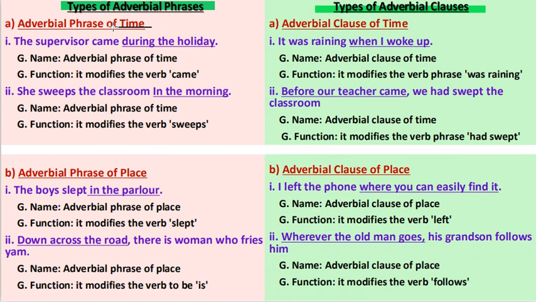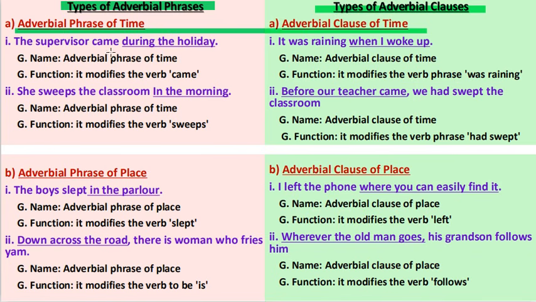And if you look at clause, we have adverbial clause of time. These two adverbials, adverbial phrase of time and adverbial clause of time, perform the same function. What do they do? They tell us the time that the verb in the main sentence, in the main clause, is performed. Let's begin with the phrase.